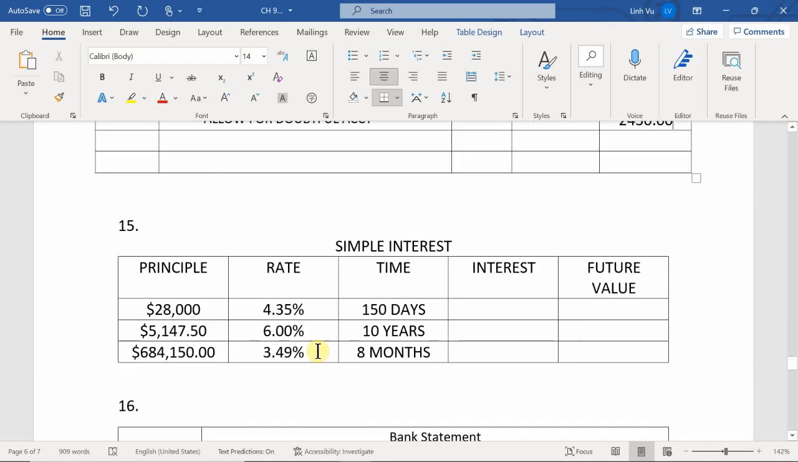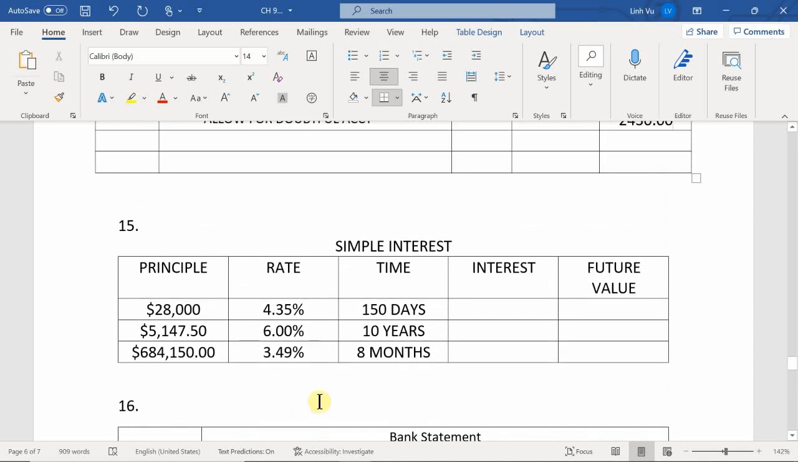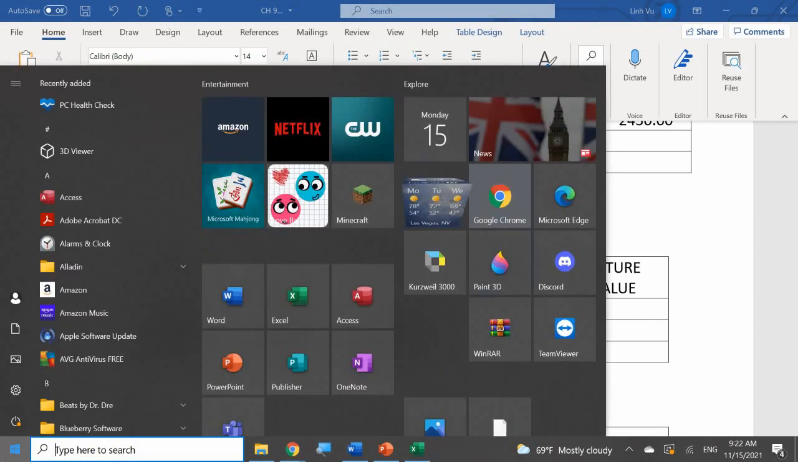All right. Question 15. So here we got some simple interest for you. In this case, I thought I did this in Excel, but let me go in and pull up an Excel sheet for this.